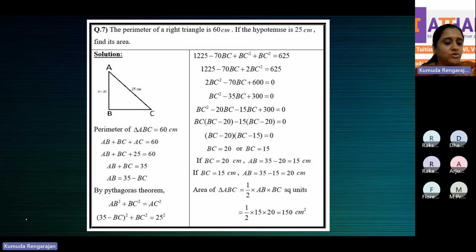So what correction should you make here? You call anybody as X. Supposing at this stage you call BC as X, then you will get AB is equal to 35 minus X. So BC is X, and AB is 35 minus X. And then Pythagoras theorem. You will find the two values for X. Then you can complete this. All right. So just make this correction. Take somebody as X and find the other one in terms of X, and then Pythagoras theorem.